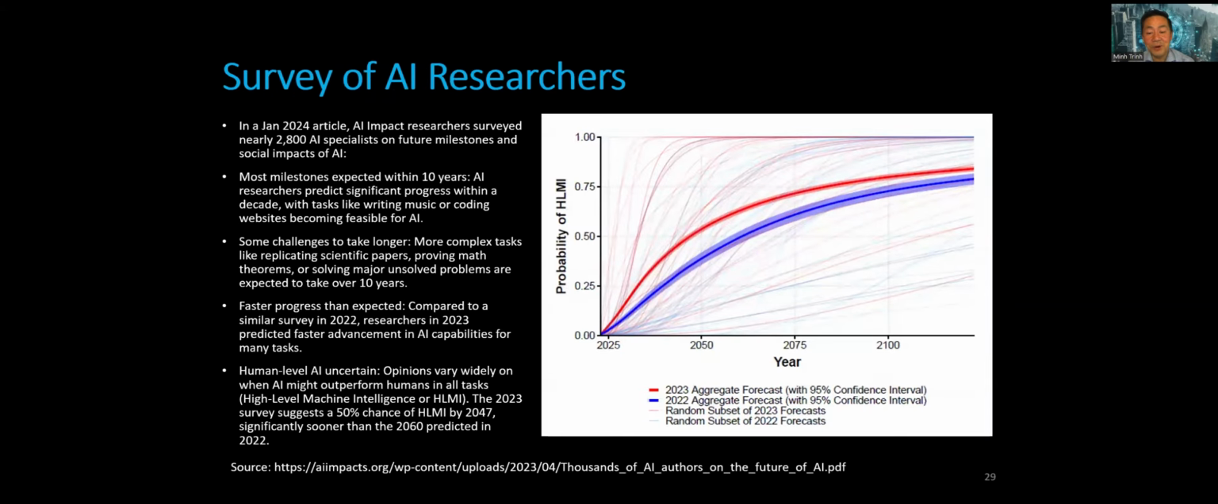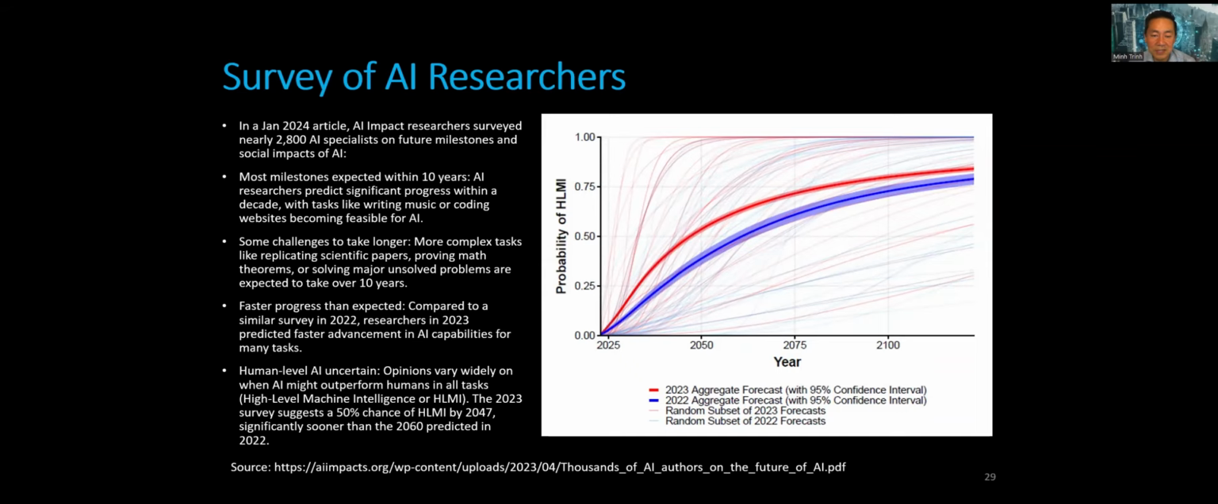So these are just a sample of well-known people that you can find on the internet or listen to on web podcasts and so on. You listen to their opinions. Some researchers have also been surveyed. This is research from an organization called AI Impacts. They surveyed 2,800 AI specialists, researchers in AI, and they expect significant progress in the next decade.